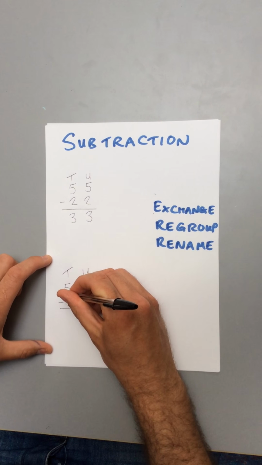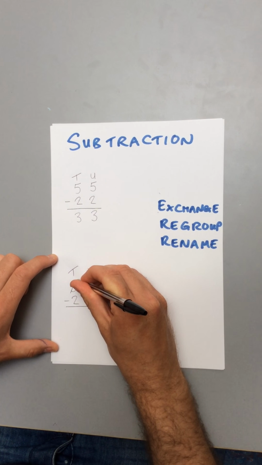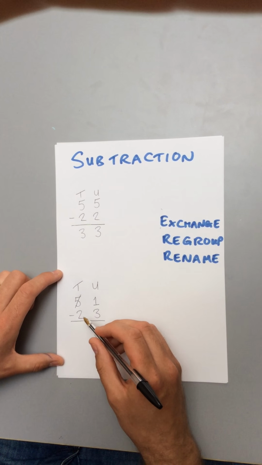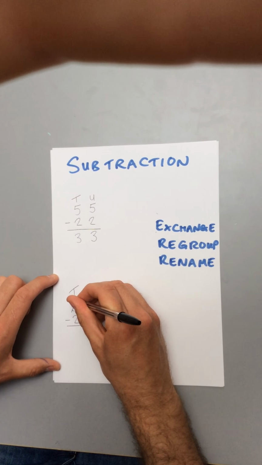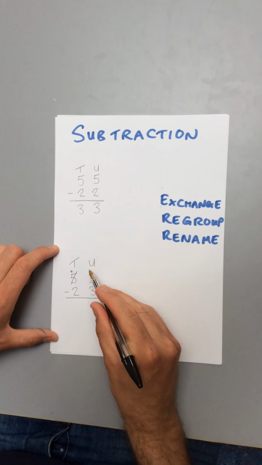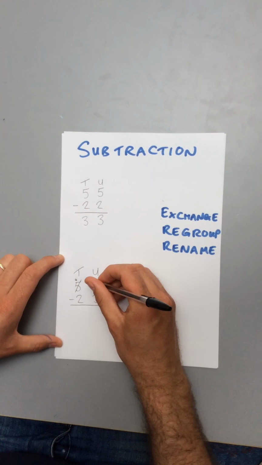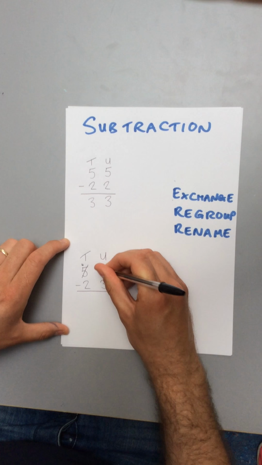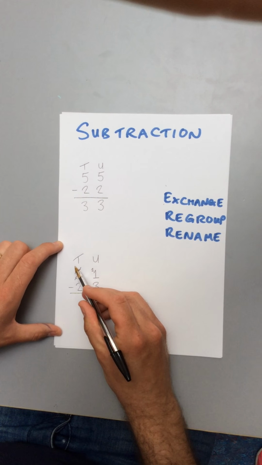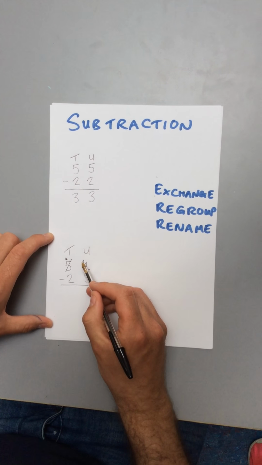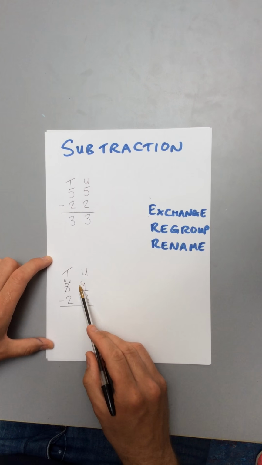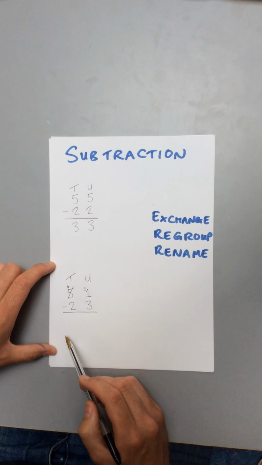I'm going to cross out my 5 tens. Now what I'm doing here is I'm exchanging 10. So I have 5 tens. I'm going to bring one of those tens over. I'm going to regroup it to my units. So I had 5 tens. I crossed out the 5. I exchanged one of them over, regrouped them, and finally I can rename this now as 11 units.